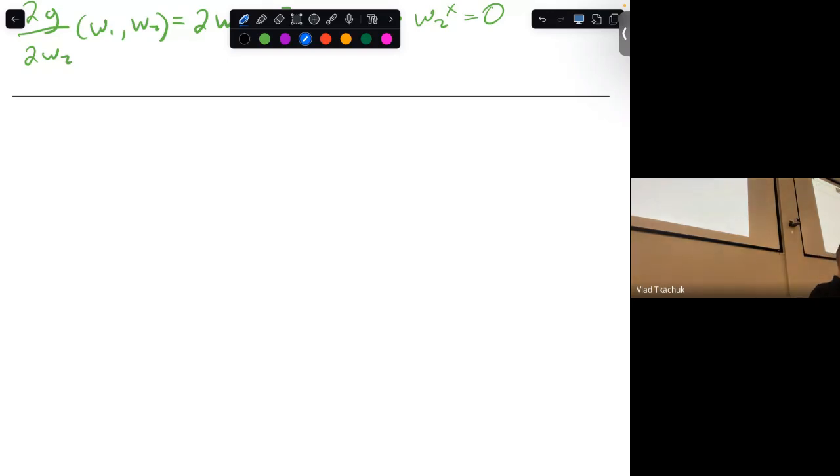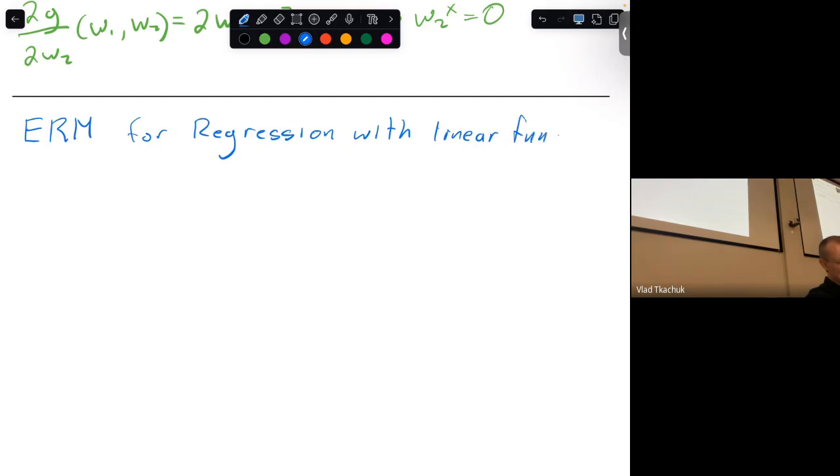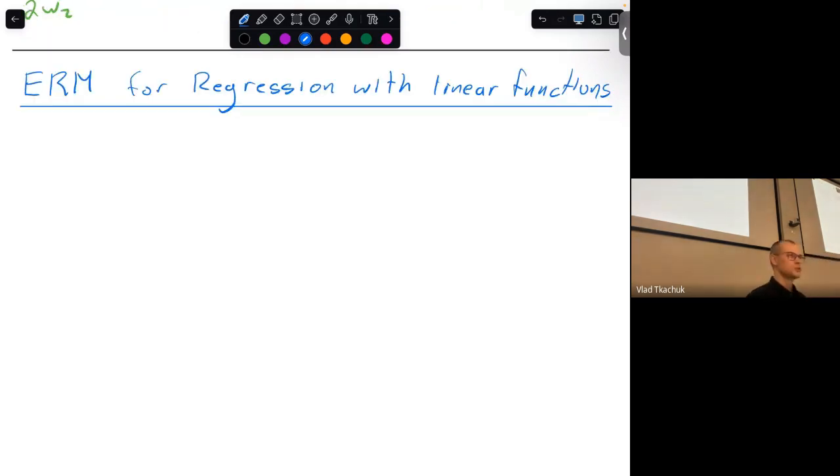Let's solve the problem. So this is going to be ERM for regression with linear functions. And really what people call this is linear regression. But we're thinking of it from this machine learning viewpoint, because we're going to change from linear functions quite soon. Okay, so ERM for regression.